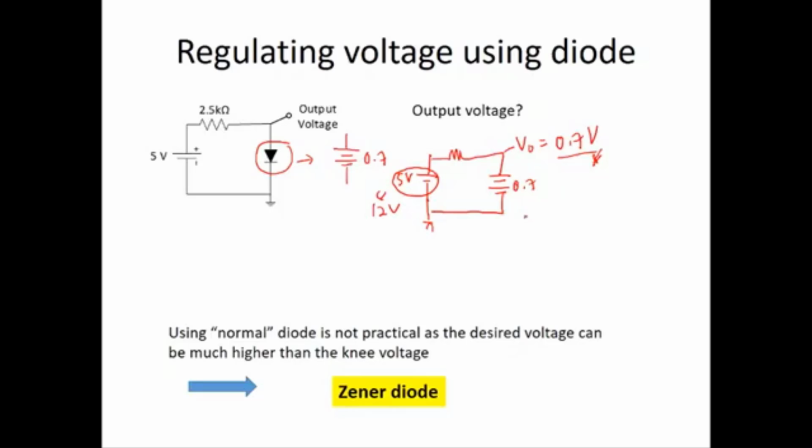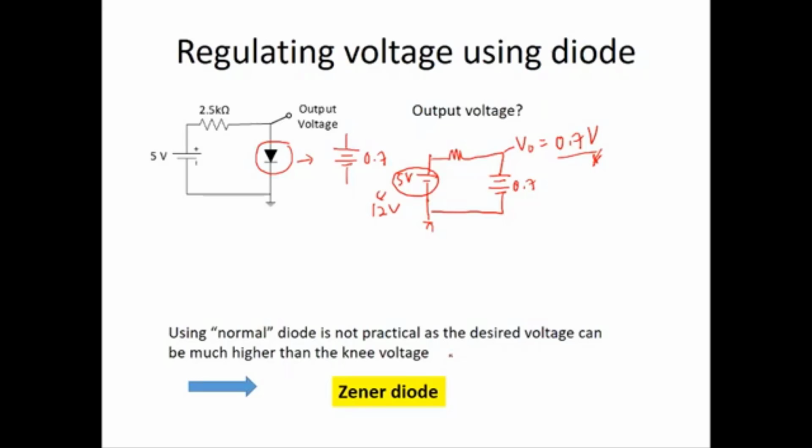In this case, we are using a normal diode. The value is limited at 0.7 volt. So this is what it means by diode can be used to regulate voltage. However, using a normal diode is not practical because the output voltage is 0.7. This is a very small value, which cannot be used to power other components. So we need to have a higher voltage.